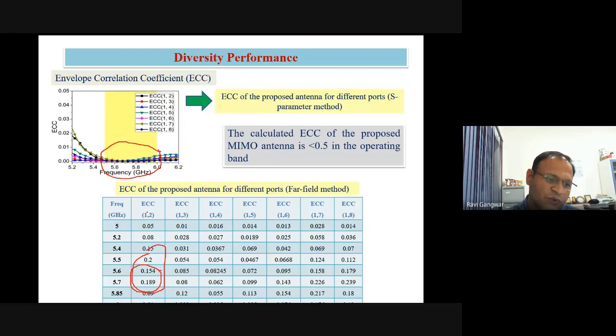But if you see port 1 to port 3, it is going to be very low because one antenna is radiating into the positive direction, another one into the negative direction. Clear? So you can see that the ECC value is basically going to be the actual calculation with respect to the far field method, and that is going to give you the actual practical values of ECC. So that's why in the literature, everybody wants the ECC calculation based on the far field method.